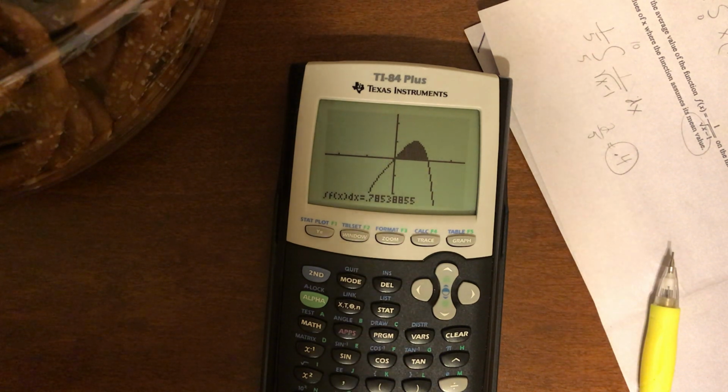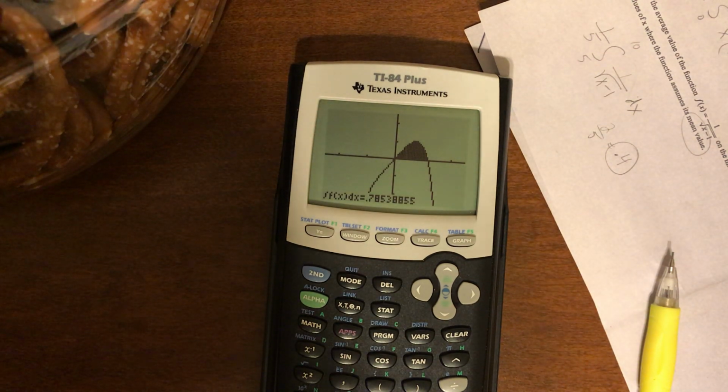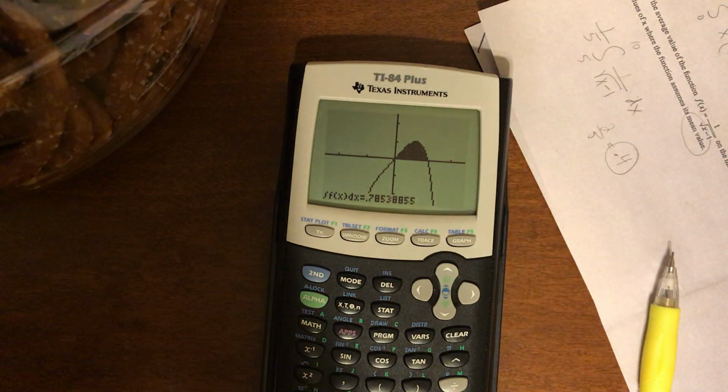All right, hopefully that helps. And then I'll show you number 14. That one is a little trickier. I would like to show you that by hand, and then you could probably figure out how to put it in your calculator to evaluate it. But I wanted to show you the picture and how you do it by hand in another video.